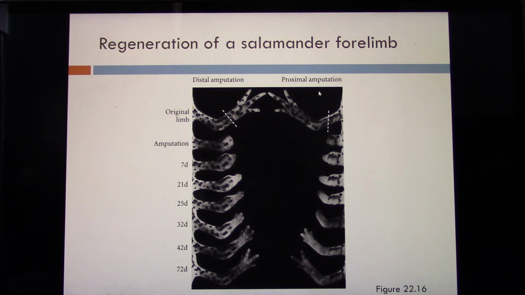This is a figure from a paper where they cut the salamander's arm off, or limb off, at two different locations. One is called the proximal amputation, which is closer to the body than the distal amputation, which is further away or more distant from the body. And in both cases, you get full restoration of the limb within a matter of days.